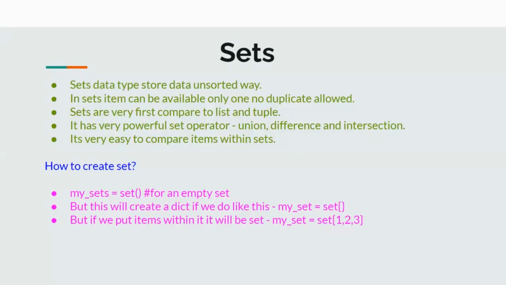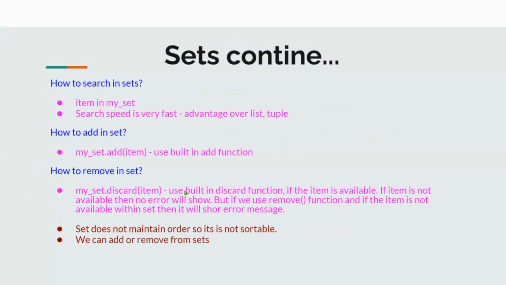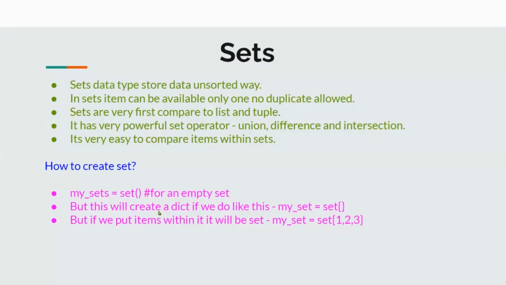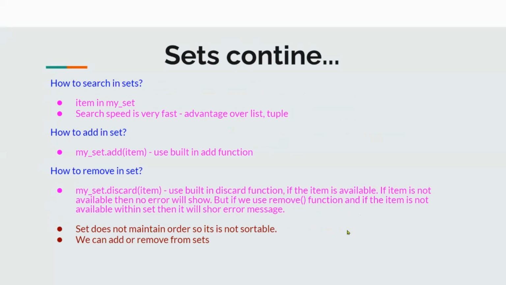Now, how to create a set? This is how you can create a set: name of the variable equal to set() for the empty set. This is a very tricky part. If you create it like my_set equal to curly braces, this will be created as a dictionary, not a set. For the empty set, it has to be set() with the parentheses. If you use the curly braces, the Python interpreter will say it's a dictionary. But if you put items inside the curly braces, it will be a set. So this is a very tricky part. Make sure you remember this.